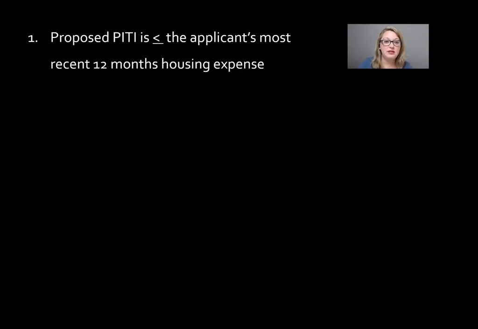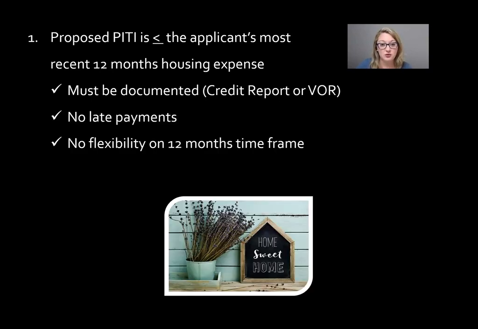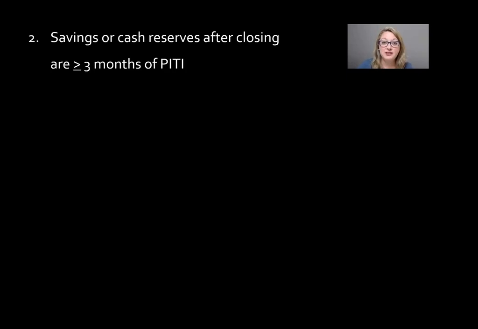One of the first ones would be a proposed PITI that is less than or equal to what the applicant has already been paying for the most recent 12 months for housing expense. That would be a compensating factor. It must be documented on the credit report or a verification of rent. No late payments can have occurred in the last 12 months, and there's no flexibility on the 12-month time frame. So to use this compensating factor, you have to meet these requirements, and it must be for 12 months or more.